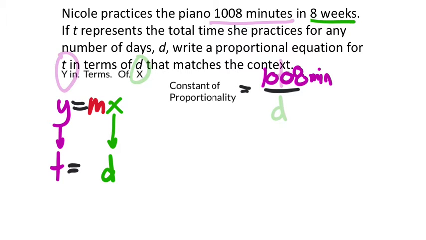Now, the problem with this 8 weeks is that down here it says it wants days. So I'm going to figure out how many days that is by taking my 8 weeks. I know there's 7 days in a week, so I'm just going to multiply that by 7, and that tells me that 8 weeks is the same as 56 days.